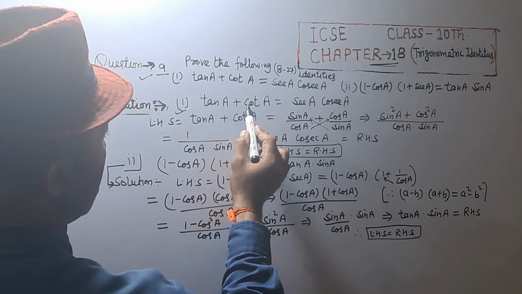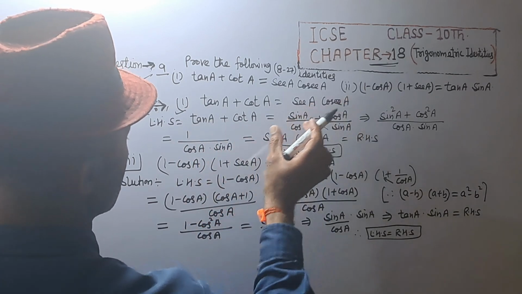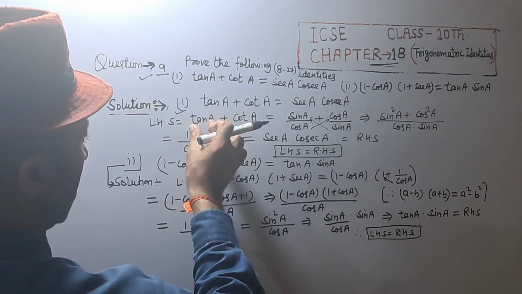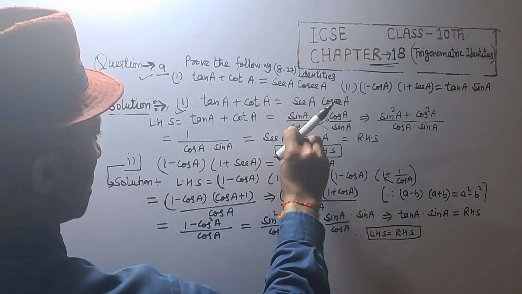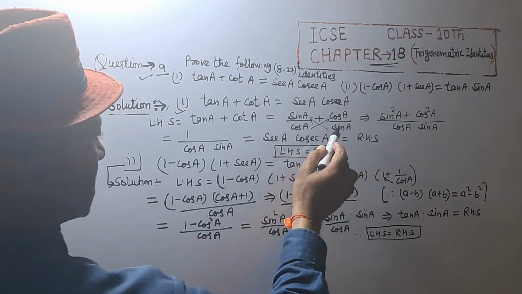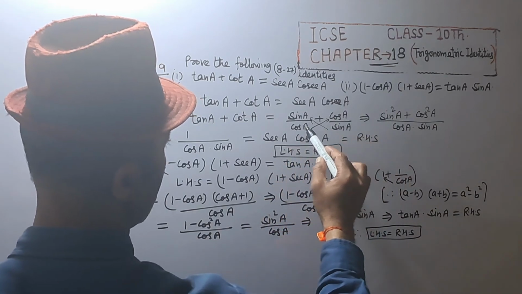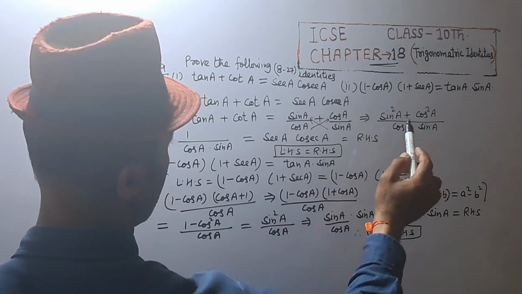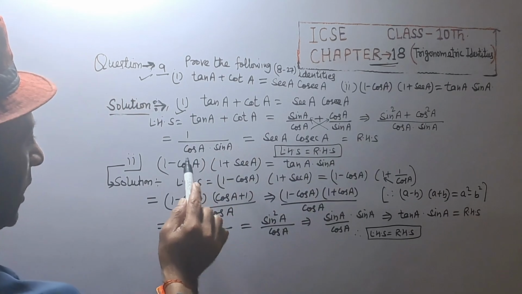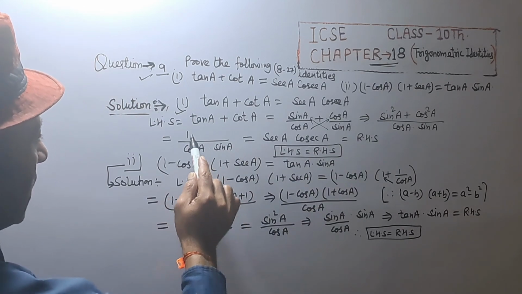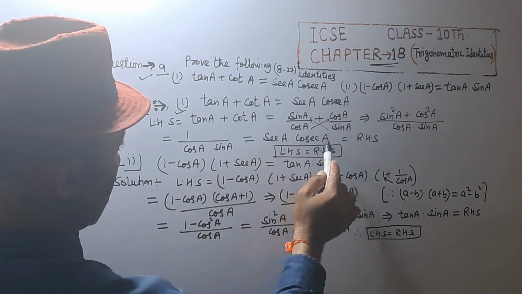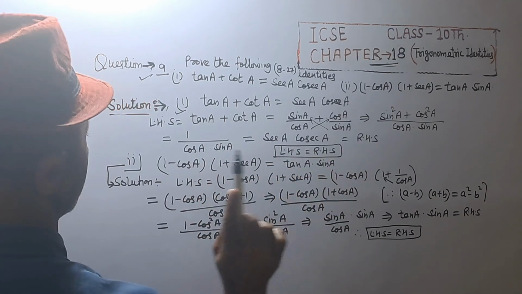Given tan A plus cot A equal to secant A into cosecant A, taking left hand side, tan A plus cot A, tan A is equal to sin A upon cos A plus cot A is equal to cos A upon sin A. Sin A into sin A, that is sin square A, plus cos A into cos A, that is cos square A, upon cos A into sin A. Sin square A plus cos square A is equal to 1 divided by cos A into sin A. 1 upon cos A equal to secant A, and 1 upon sin A is equal to cosecant A. That is our right hand side, hence proved.